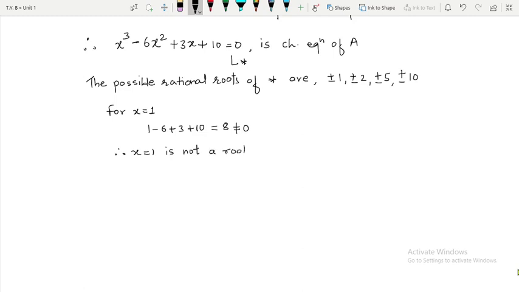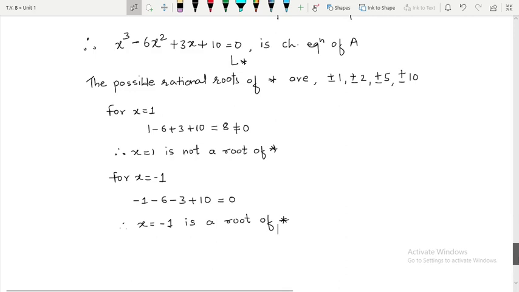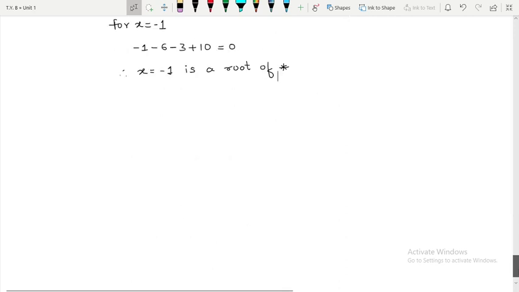So we'll go for what? Minus 1. So for x is equal to minus 1, what we will get? Minus 1, minus 6, minus 3 plus 10. So is it 0? I think yes. So therefore I will say x is equal to minus 1 is a root of star. So we got one eigenvalue, right? That is minus 1. But we have to show 5 is an eigenvalue of A. So now we are going to use the synthetic division.